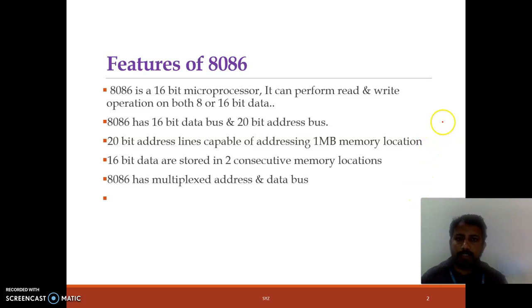First of all, the 8086 microprocessor is a 16-bit microprocessor. So it comes to the family of 16-bit microprocessors. It was the first 16-bit microprocessor, invented around 1973-74, and it was brought out by Intel Corporation.